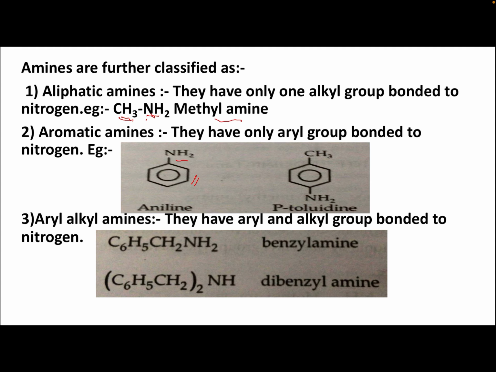Aryl or aromatic amine. If both the benzene ring and an aliphatic group are added, then they are known as aryl alkyl amines. They have aryl and alkyl groups bonded to nitrogen, for example C6H5CH2NH2, benzylamine, dibenzylamine. That means here you have both an aliphatic group and an aromatic group, so they are known as aryl alkyl amines.